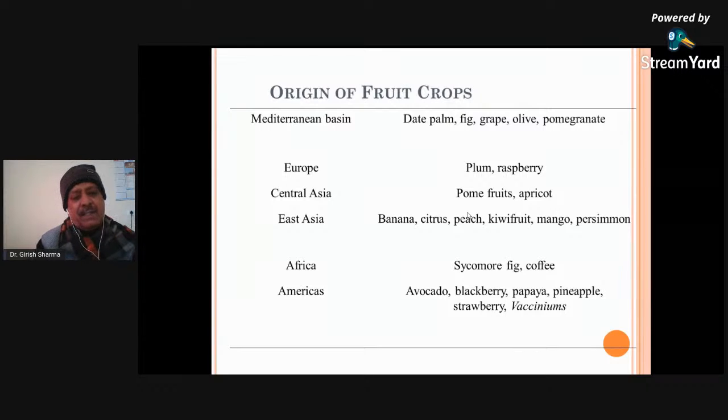Here, Americas is referred to in totality, taking into account North, South, and Central America, whereas South America and Mexico have high diversity of tropical, subtropical fruits, and the USA alone has present diversity in the case of pecan, walnut, and the blackberries and related crops.